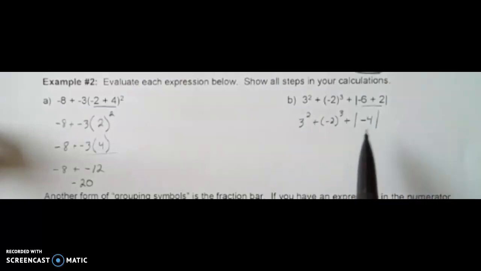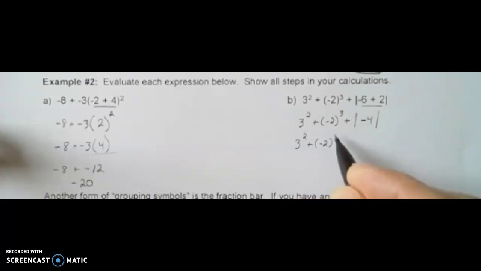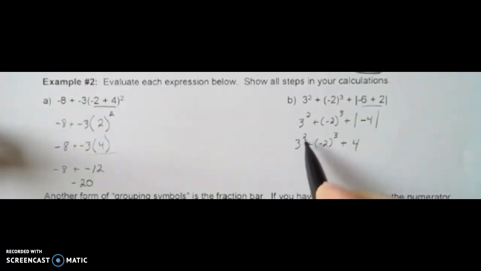Now we're actually going to take that absolute value. So again, we're going to have 3 squared plus negative 2 to the third plus the absolute value of negative 4 is 4. Next, we're going to do our exponents. 3 squared, 3 times 3 is 9, plus negative 2 to the third power. If you remember from earlier in the lesson, negative 2 times negative 2 times negative 2, that was negative 8, plus 4. And now it's just addition, go from left to right. 9 plus negative 8 is 1. And finally, 1 plus 4 is 5.